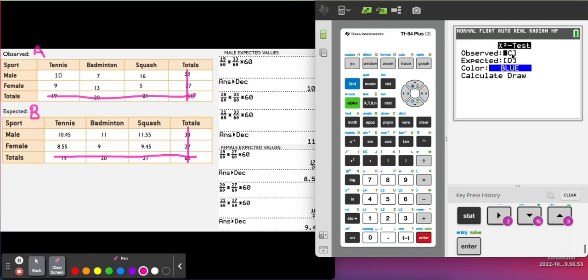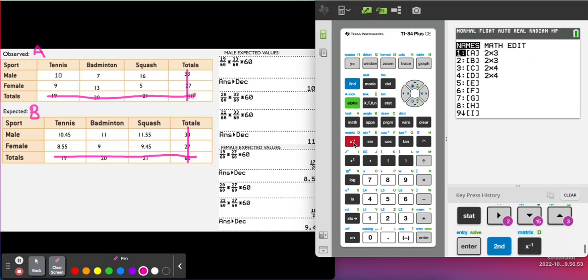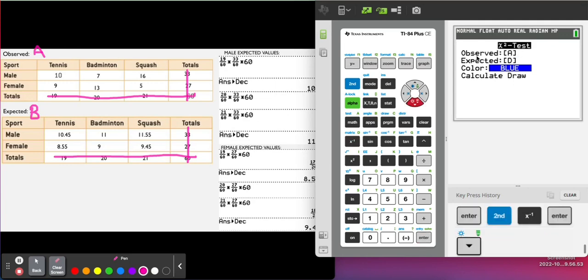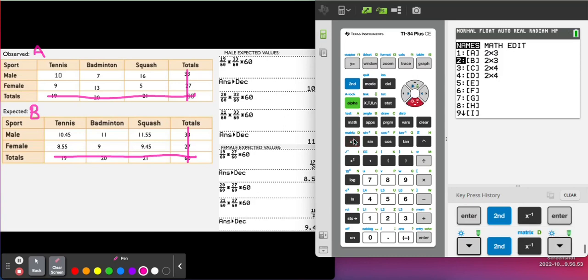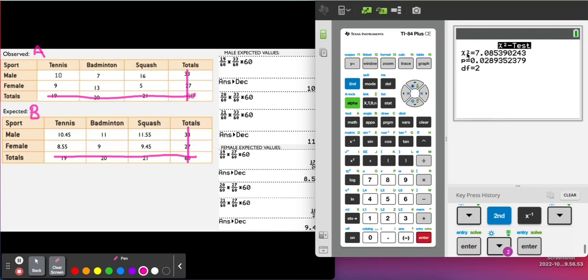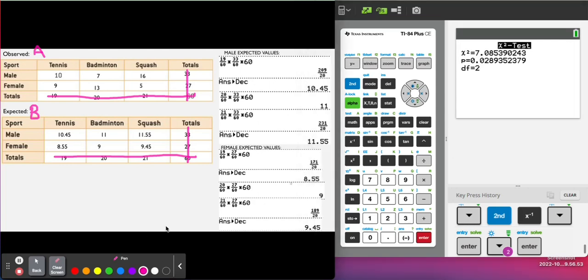So I need to go change the names of these. In order to change the names of these, you're going to go second matrix, and you're going to choose which one you want. I wanted A for observed, and expected, I want B. So second matrix, I'm going to choose B. Now that I have A and B, I go ahead and calculate. When I calculate, I see the chi-square calculated value and the p-value. And we're going to go ahead and reach our conclusions by comparing these to what's given in the question.